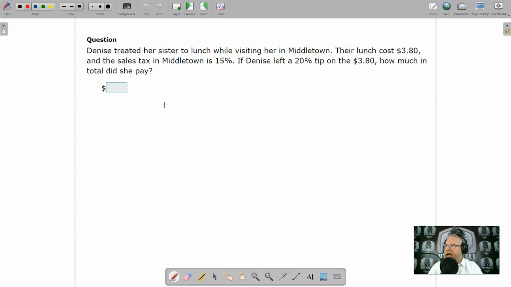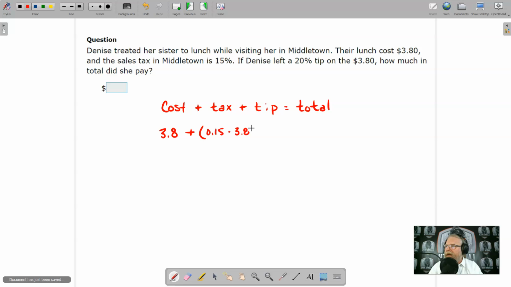So let's go ahead and add together the cost of the meal. Plus, we're going to go ahead and do the tax on it. And we're also going to add to that the tip. And all of this, once again, will give us the total. So the cost here is $3.80. So I'm just going to put this as 3.8, right? Plus the tax in this case. The tax is 15%, so that's 0.15 as a decimal, times the 3.8 here.